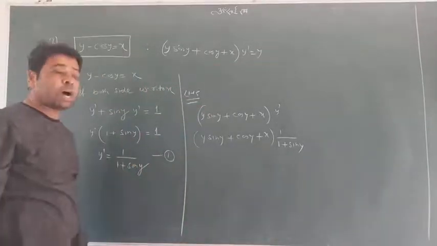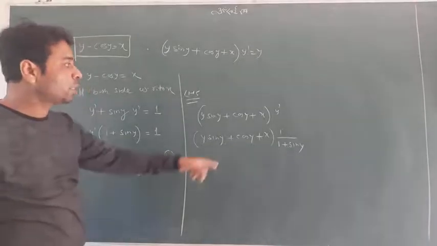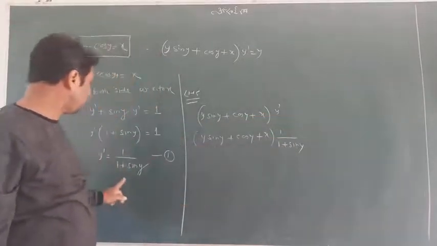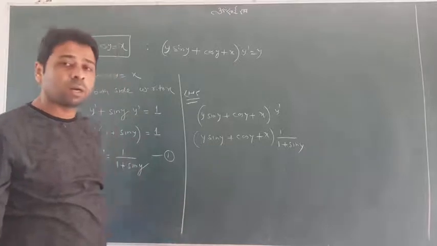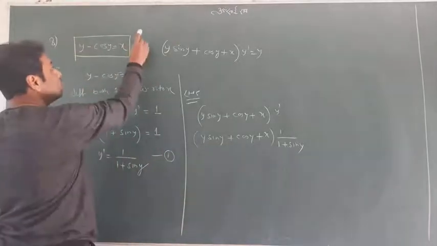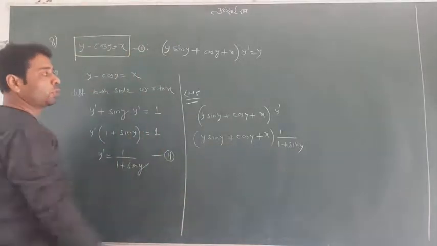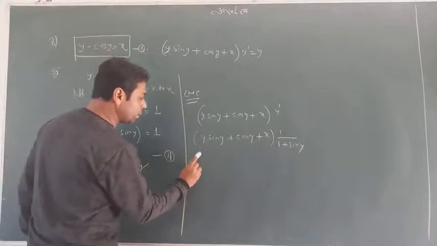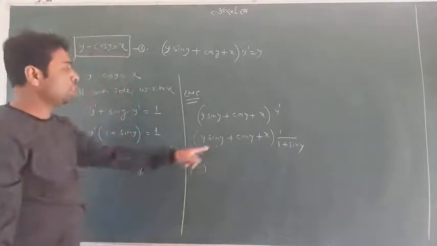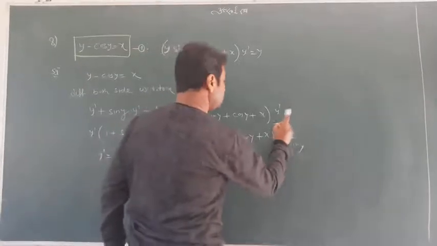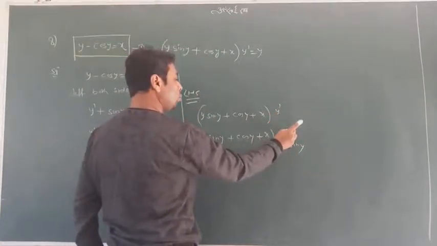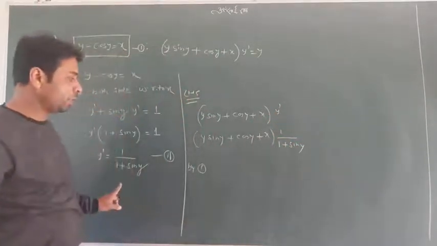So how we can go with the answer? This is the value of y dash. I put 1 upon 1 plus sin y. Further how I do, I tell you one thing. Suppose it is 1 and it is 2. Now I'll take the help of the first one. Can you see 1? This is by 2. You know, this is y dash. The value of y dash equal to 1 upon 1 plus sin y. We have put it. Now by 1.